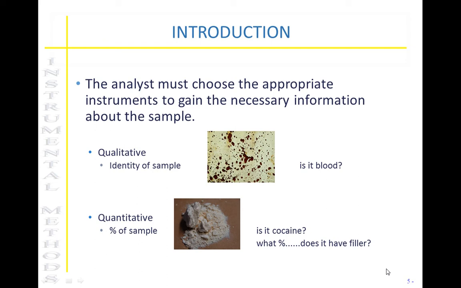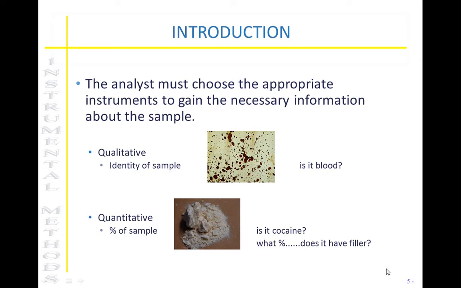If we talk about qualitative analysis, it's actually to identify the sample. So is a certain stain blood, or is that certain stain more of a rust component? If we talk about the quantitative analysis, we're determining the percent of that sample. So if it is a drug sample such as cocaine, how much of it is actually cocaine and how much of it is actually filler material?